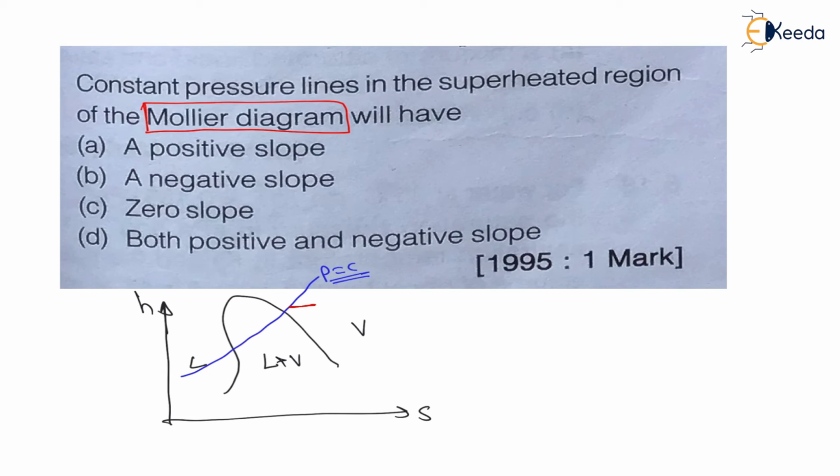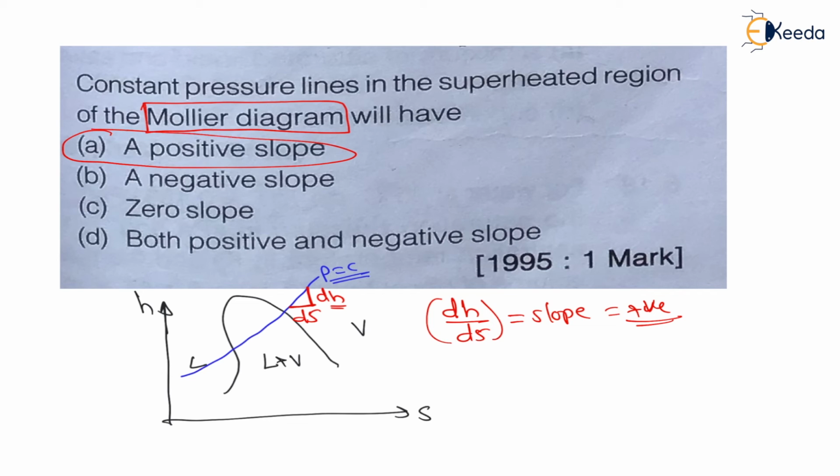As x coordinate is increasing, change in entropy is positive, then y coordinate is also increasing, that is, change in enthalpy is also positive. Therefore here dh by ds, which is nothing but change in y coordinate divided by change in x coordinate, is nothing but the slope of the Mollier chart. Therefore here change in h is positive when change in s is also positive. Therefore the slope will be positive. In superheated region the slope will be positive. Therefore option A is the correct choice, a positive slope.